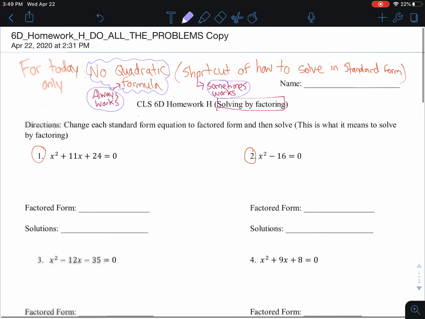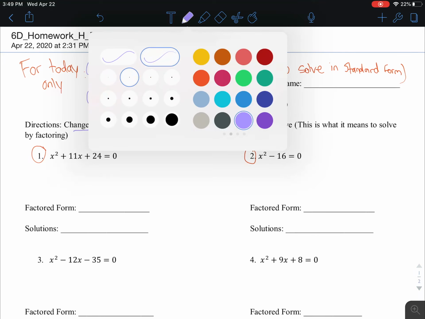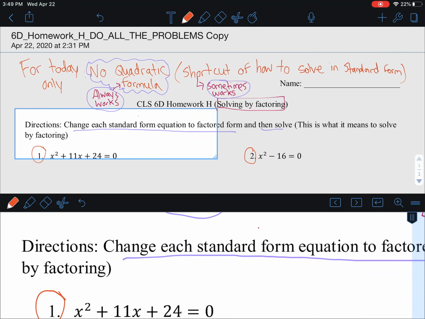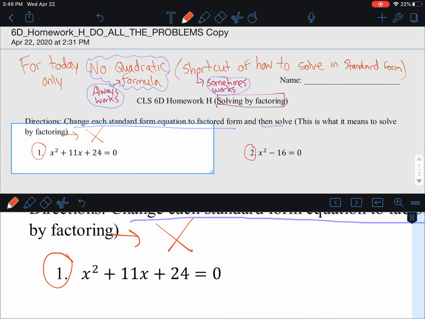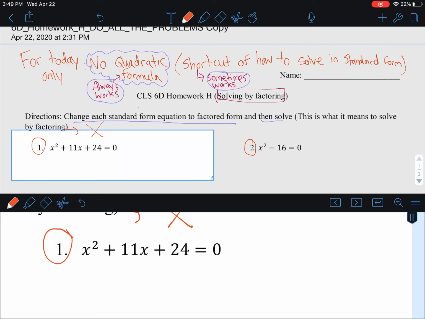What do I mean? We're going to change each standard form equation to factor form and then solve, or in other words, set each factor to zero and solve. This is what it means to solve by factoring. So we're going to solve these by factoring, meaning I'm going to be doing the X method, which I did in the last video. I'm going to do a couple of these problems, and you have to finish all of these problems for the homework assignment for today.